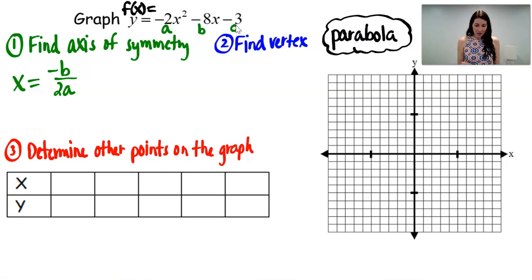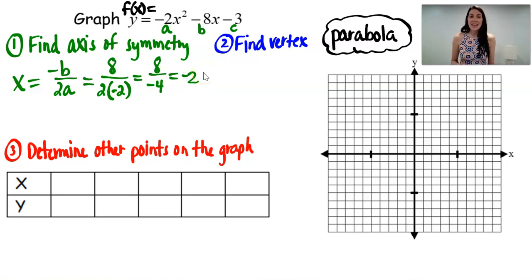So now plugging in the values we know, the first thing we do is we take the opposite sign of the b value. Since our b value is negative 8, the opposite sign of negative 8 is going to be positive 8. All divided by 2 times a, which is negative 2. Doing some simplifying, we see we have 8 over negative 4, which is equal to negative 2. So now to write an entire axis of symmetry, we would write it as x equals negative 2.